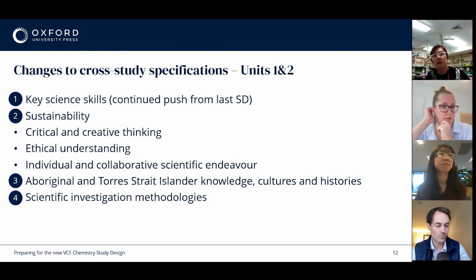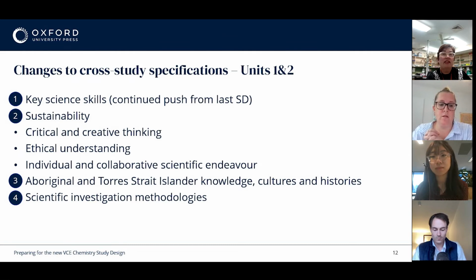So the changes to the cross-study specifications for Unit 1 and 2, we have key science skills. It's a continued push from the last study design. The new sustainability is one of the new ones. We've got critical and creative thinking and ethical understanding. In chemistry, that has not been an emphasis as such in the previous study design, but it is becoming more of a focus. And again, in the toolkit, we provide extra information on how to structure that and give the students extra information, because there's only certain topics that can do that. And normally it's in humanities that they've done, or English, but in science and especially in chemistry, they've got to actually be able to be assessed on that, not only in the junior years, but it's more of a push in the senior years to make it more explicit.